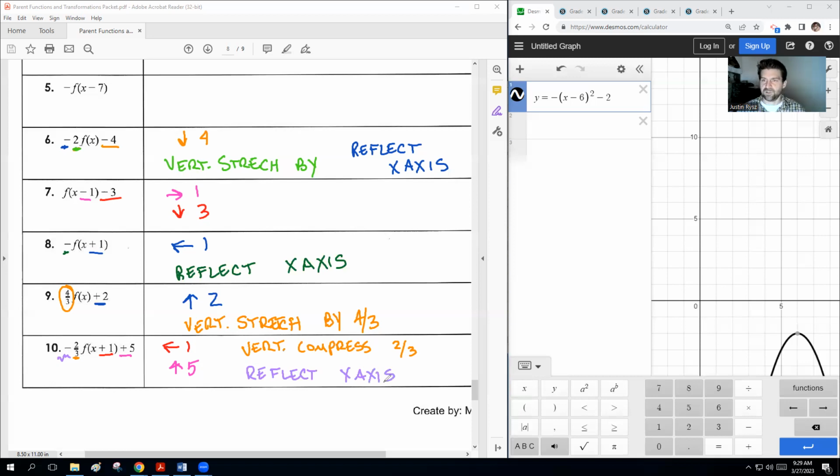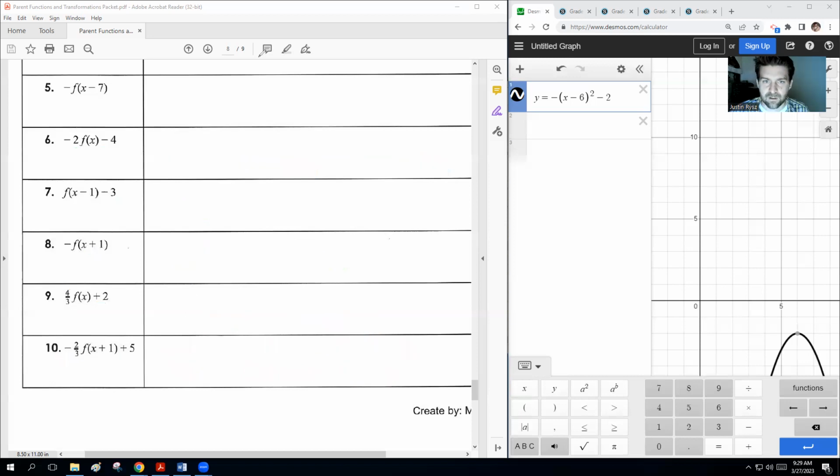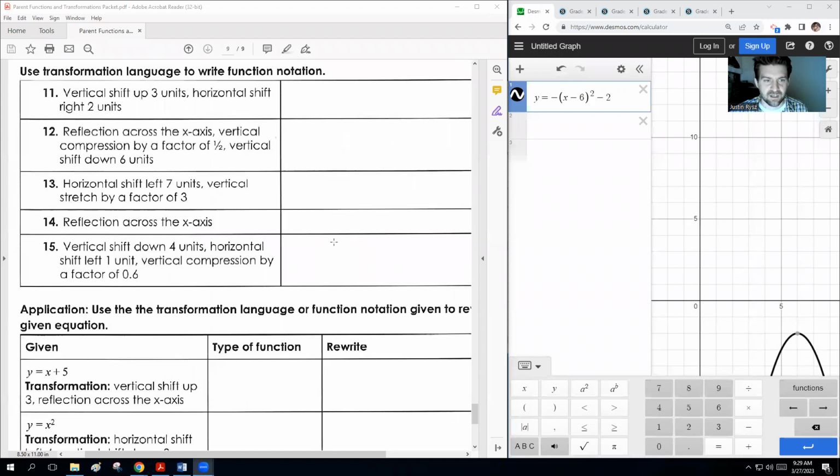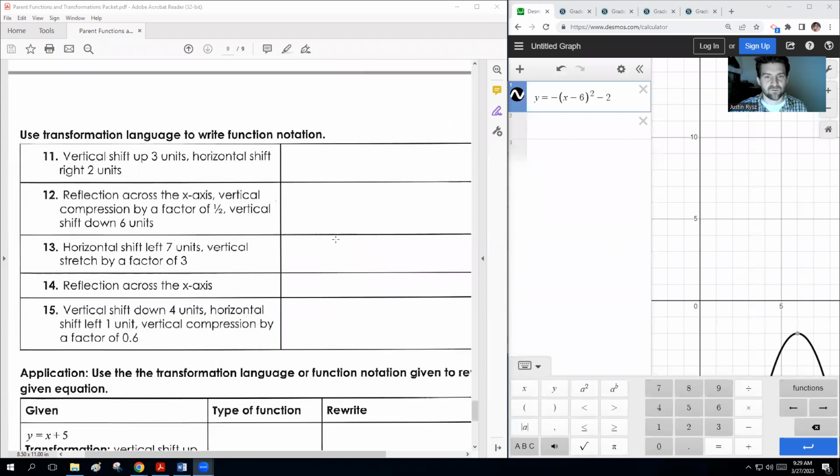Okay. Hopefully we're kind of seeing these. You practice these on your own. It's getting better. All right, last part here. Can we take this stuff here and write this in function notation? We don't know what the parent function is, so we're just going to say f of x.